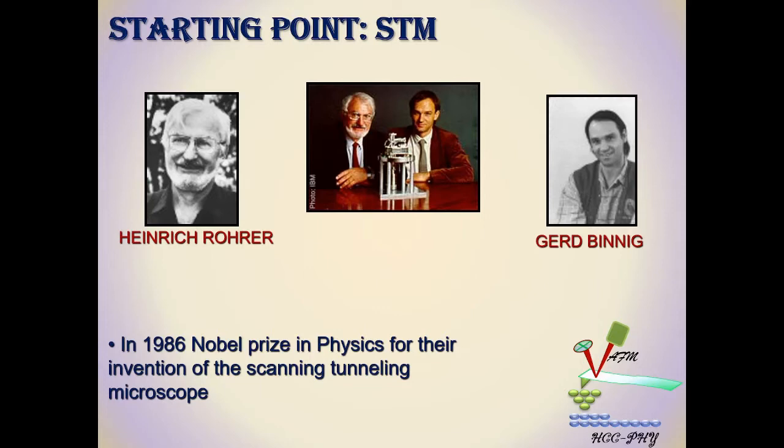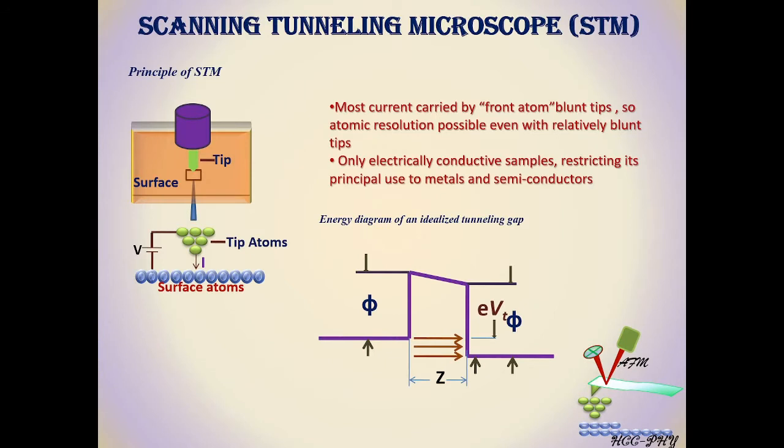So, as you can see in this picture of STM, there is no need for lenses, light or electron sources like the scanning electron microscope, that is SEM, and the transmission electron microscope, TEM. Here we have a tip, surface, surface atoms and tip atoms. The principle used in STM is the tunneling effect. We know that tunneling effect means crossing the barrier.